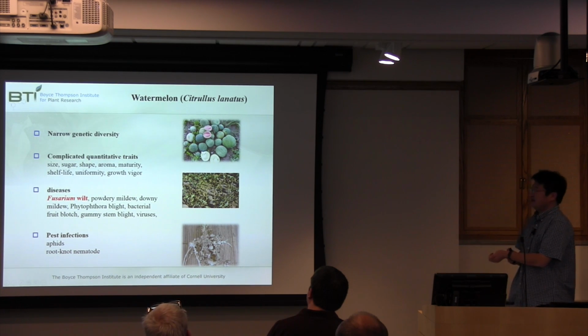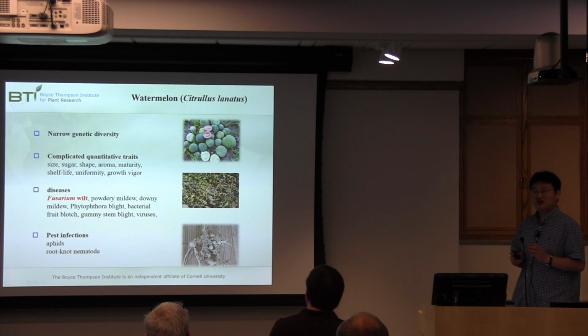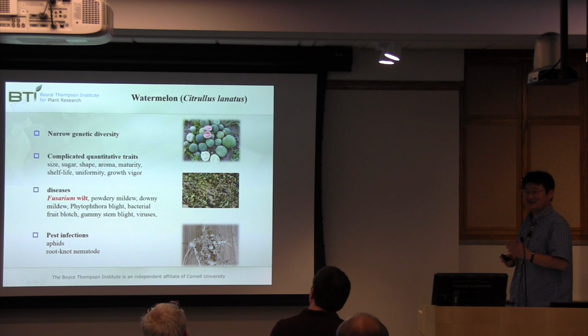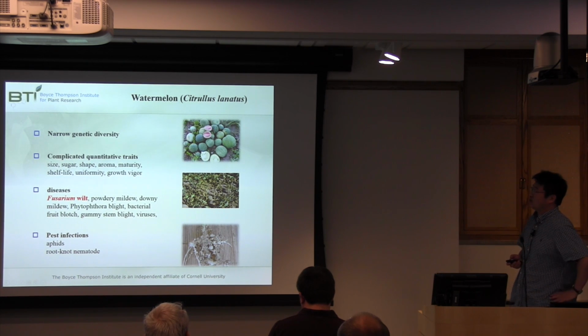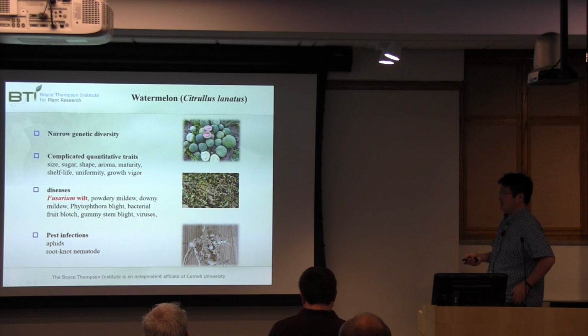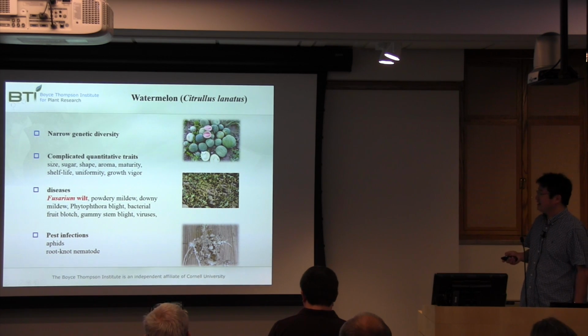The cultivated watermelon has very narrow genetic diversity. Although the phenotypic diversity is very large, the genetic diversity is very, very narrow. That's causing a bottleneck for breeding. Watermelon also has complicated quantitative traits, the same as other crops, like fruit size, sugar content, fruit shape, flavor, maturity, shelf life, uniformity, growth vigor, etc. Watermelon is also sensitive to quite a lot of diseases. This is the most important disease in watermelon, Fusarium wilt. And there are also a lot of pests in watermelon, like aphids and root-knot nematode.